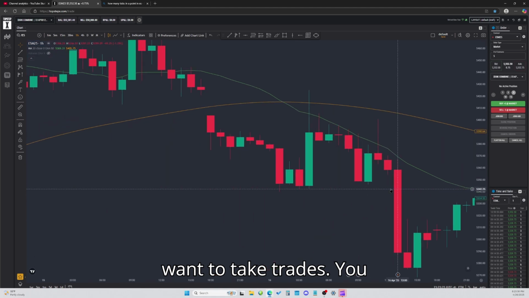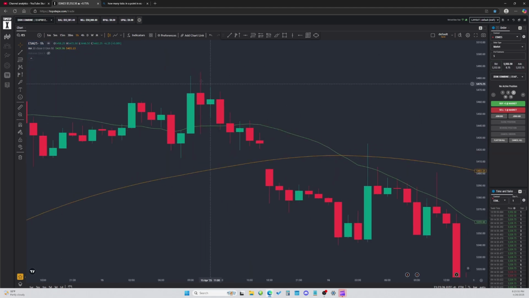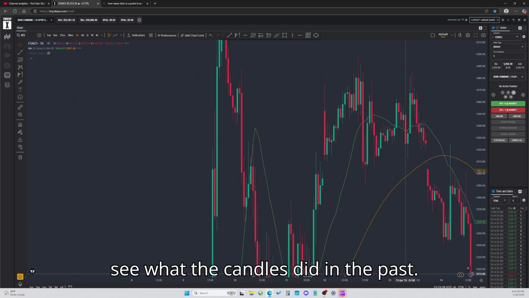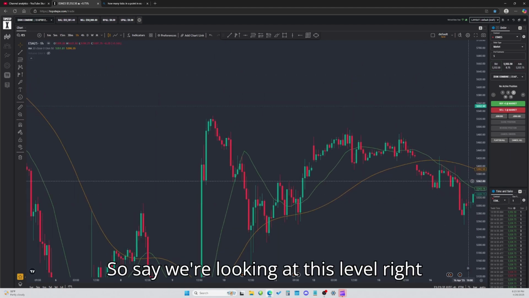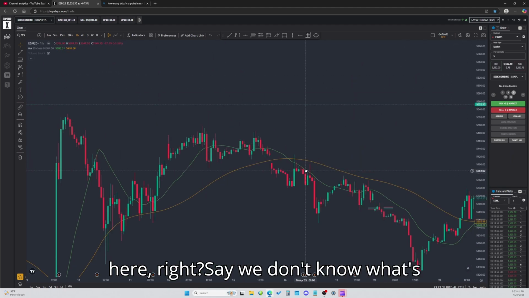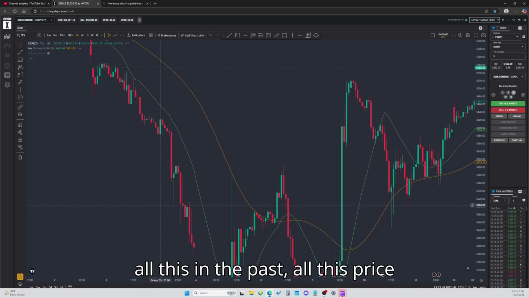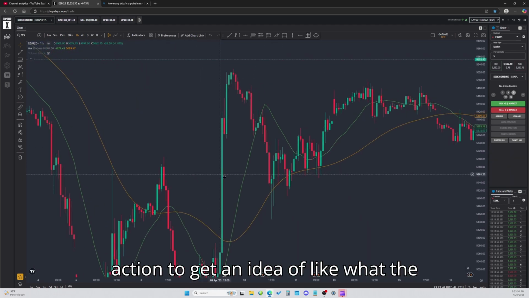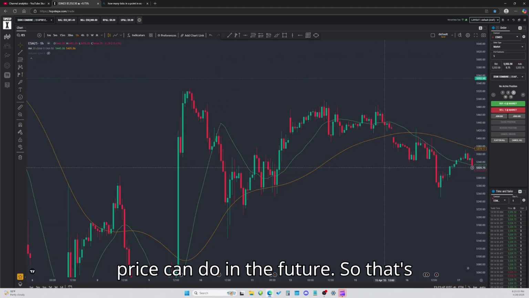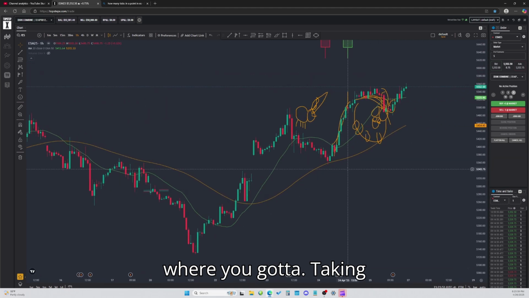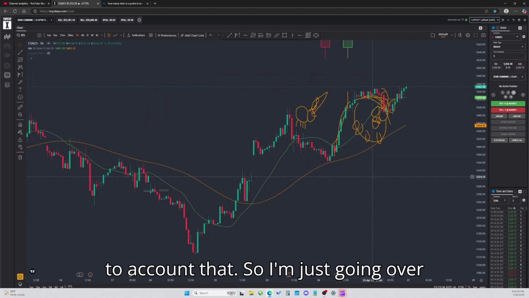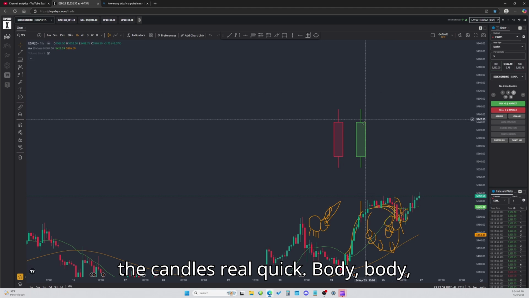And when you want to take trades, you see what the candles did in the past. So say we're looking at this level right here, right? Say we don't know what's happening over here. We take a look at all this in the past, all this price action to get an idea of what the price can do in the future. So that's where you gotta take into account that. So I'm just going over the candles real quick.